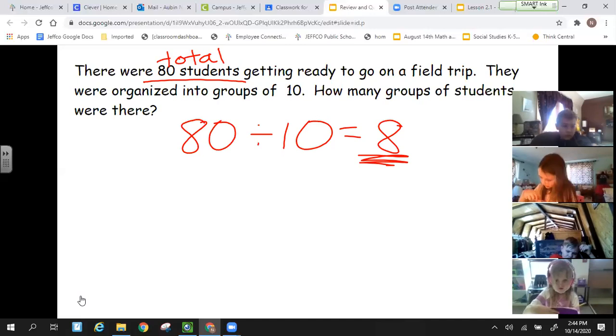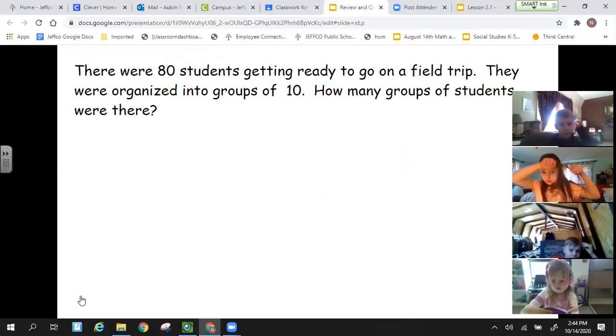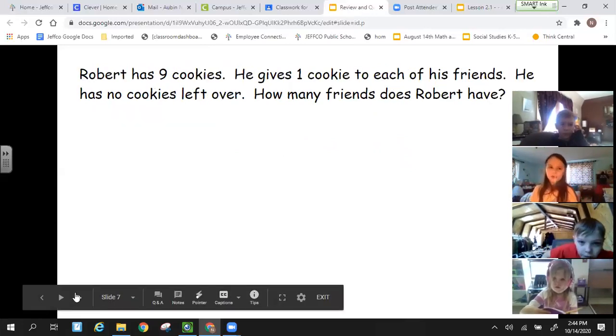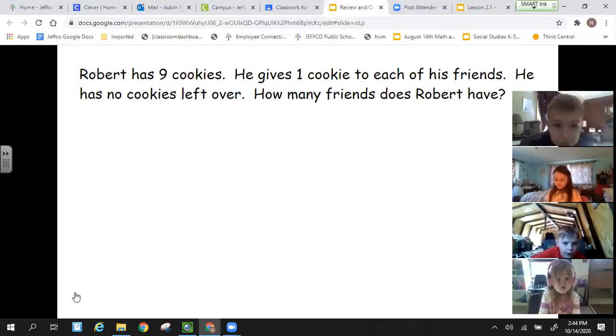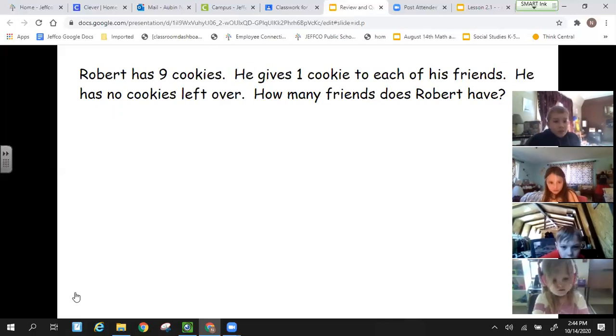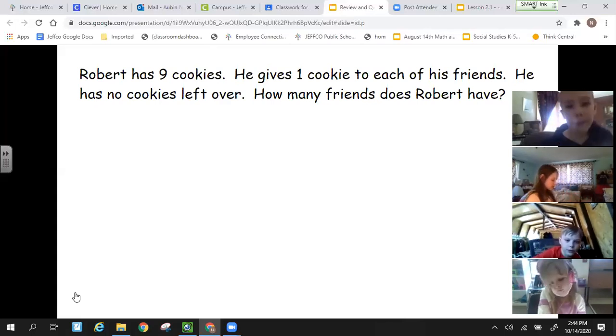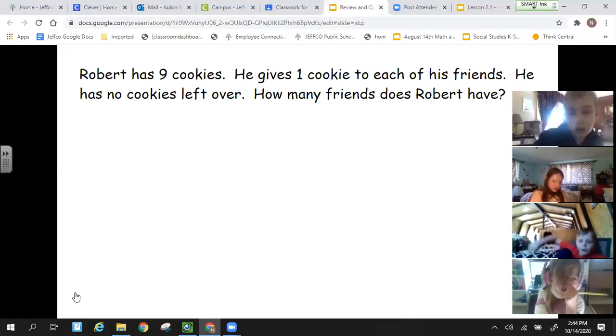Let's try another one. All right, Robert has 9 cookies. He gives 1 cookie to each of his friends. He has no cookies left over. How many friends does Robert have? Now again, you're either multiplying or dividing. We know the total of cookies. You are giving 1 to each of his friends. Visualize that. We want to know how many friends he has. We already know our total number of cookies. Good luck.